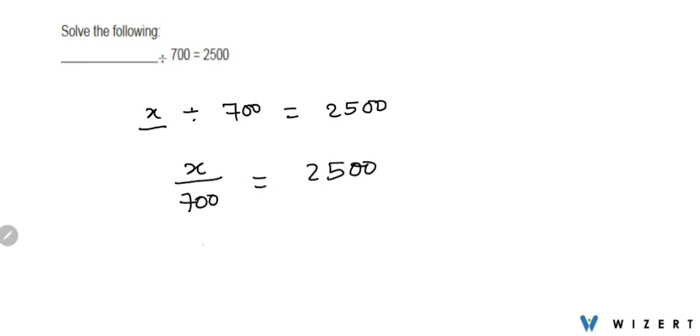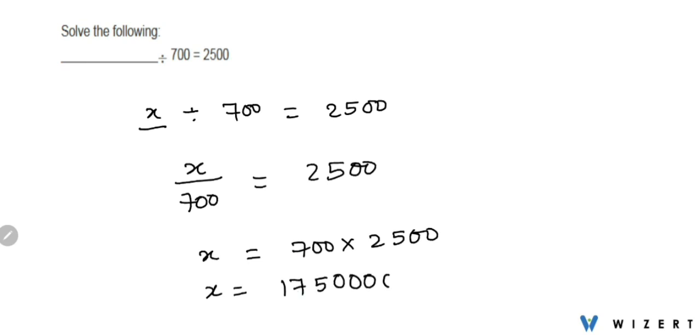Now by cross multiplying we can say that x will be equal to 700 multiplied by 2500, and if we multiply 700 by 2500 we will get this value. So the required answer is 17,50,000. So we can say that the answer is 17,50,000.